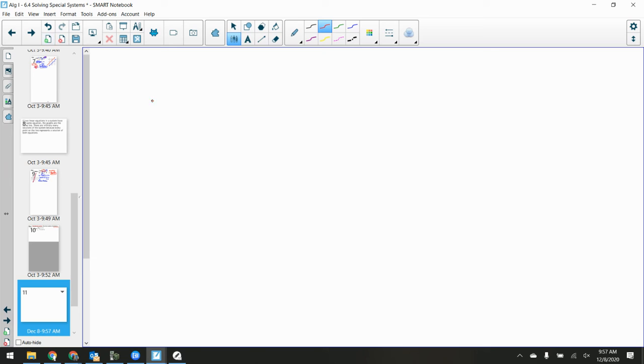If there is no solution, the m's are going to be the same. The slopes are going to be the same, but the y-intercepts are going to be different. The slopes are going to be the same, but the y-intercepts are going to be different if there is no solution.